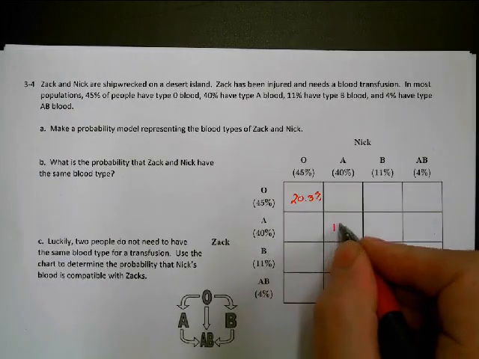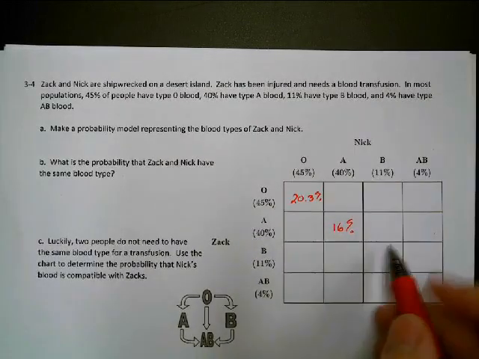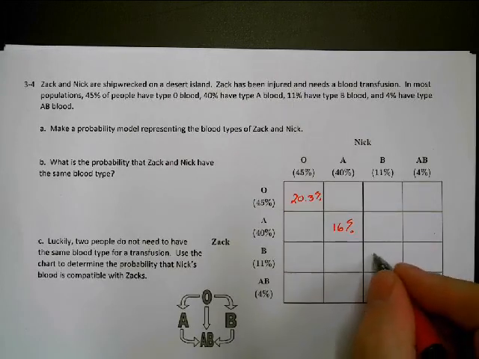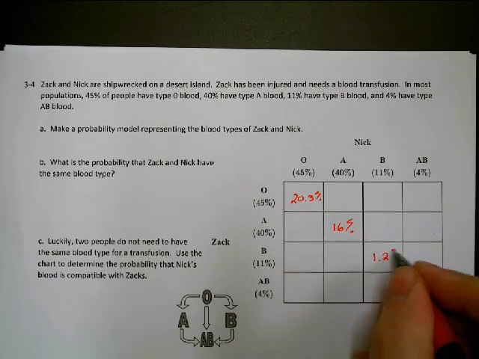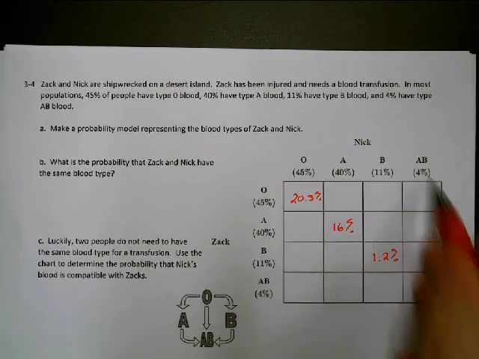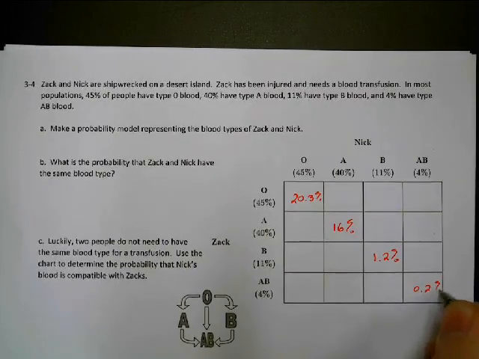What if they both have B blood? 11% times 11%. So that ends up being 1.2. It's actually 1.21, but 1.2%. I'm rounding to the nearest tenth here. And then 0.4 times 0.4, I'm rounding, of course, and this ends up being 0.2%. It's actually 0.16%. It's 0.0016, so we're rounding it to 0.2.